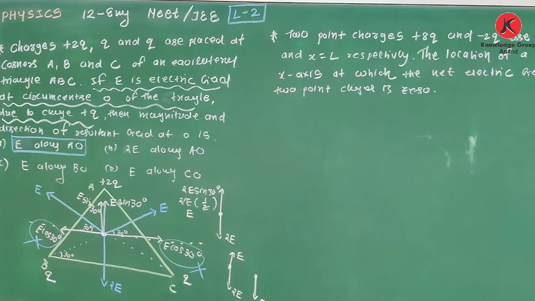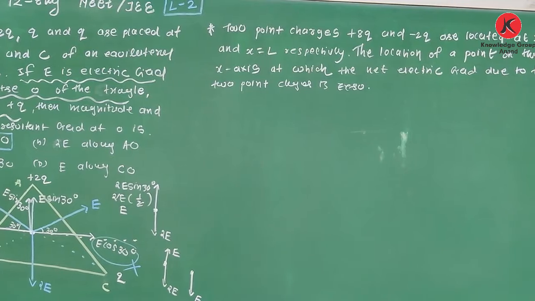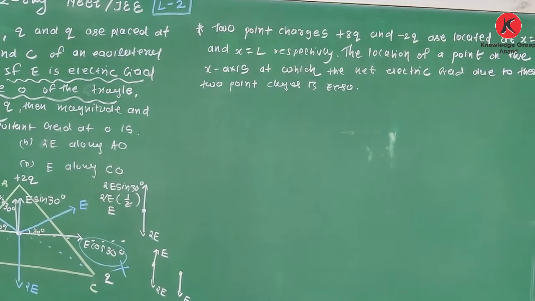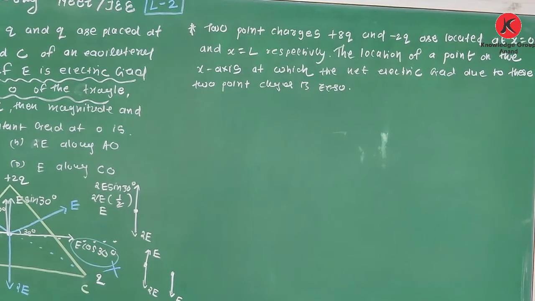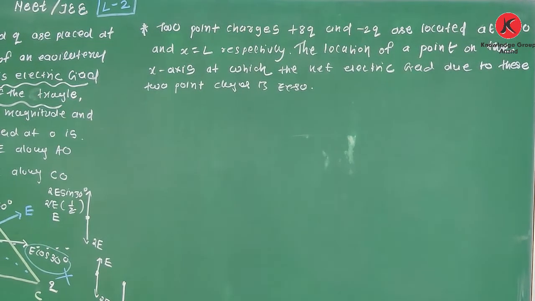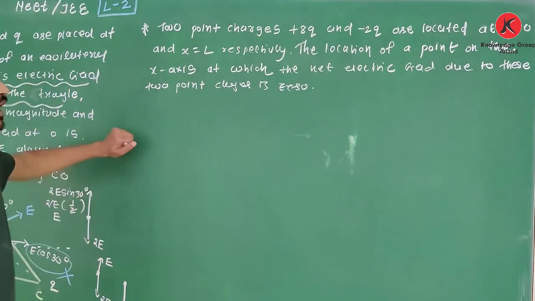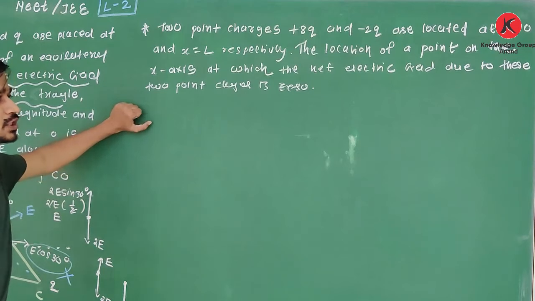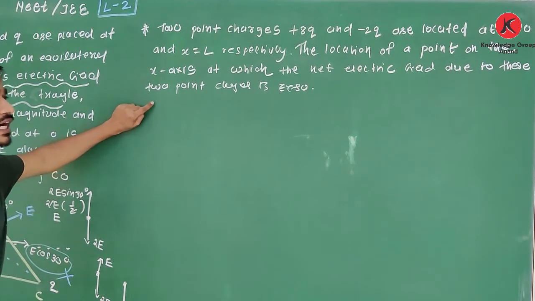See what is next question. Two point charges, plus 8Q and minus 2Q, are located at x equal to 0 and x equal to L respectively. The location of a point on the x-axis at which the net electric field due to these two point charges is 0.